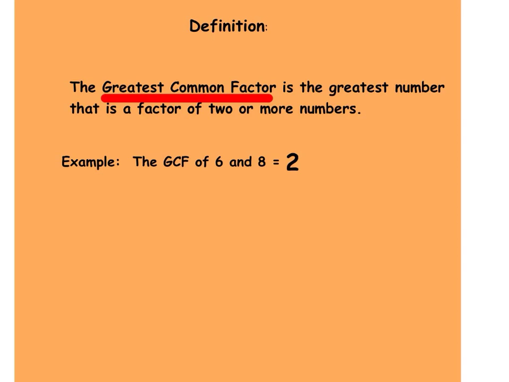So for example, if I think about 6 and 8, the greatest common factor is 2. And the reason it's 2 is because 2 is the greatest number that will divide evenly into 6 and that will also divide evenly into 8. Okay, so it's the greatest common number that goes into both 6 and 8.